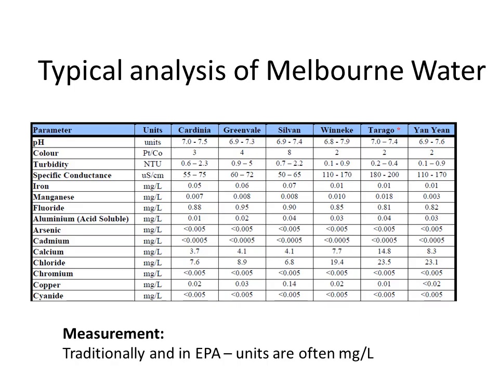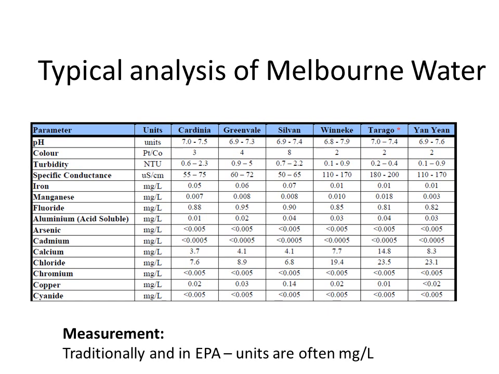Melbourne Water measure their concentrations in terms of milligrams per litre. How many milligrams of the solid will dissolve in a litre of water? So for instance, if we look at particular dams, say for instance the Cardinia Dam, we can see that the fluoride concentration is 0.88 milligrams per litre. When we get down to things like cadmium, it's very much less. So this is a concentration that we can actually work with. We can do calculations in milligrams per litre.